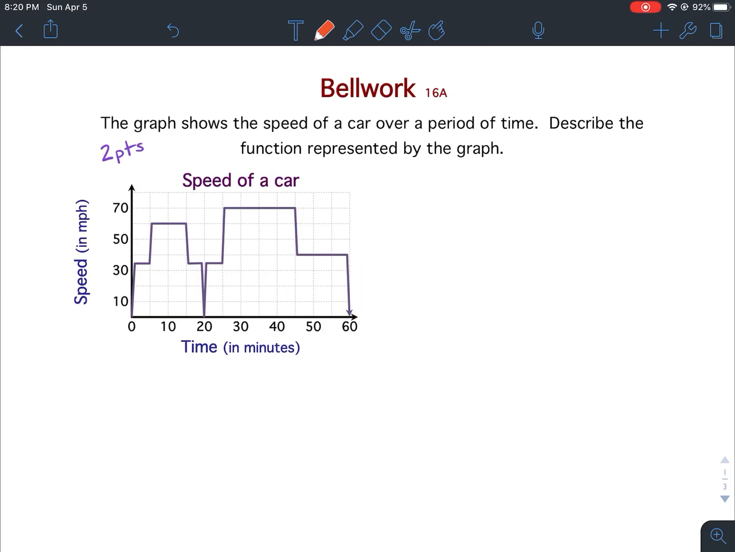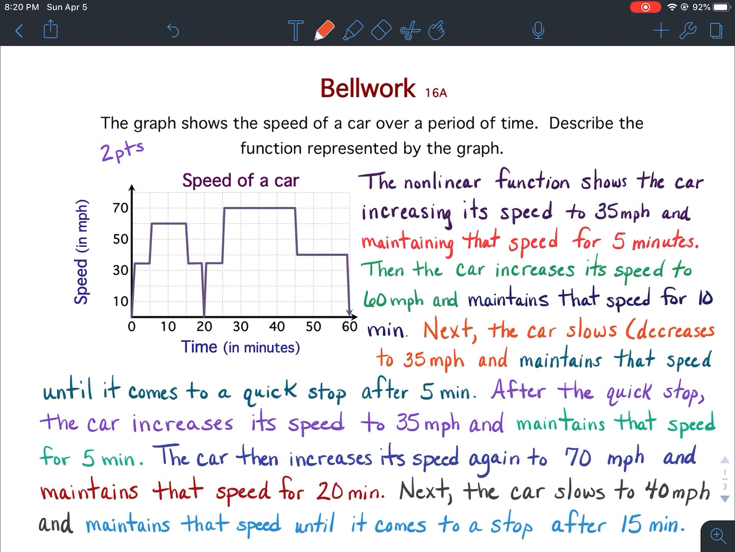So, what are you going to be writing? This is what you're going to be writing. The nonlinear function shows the car increasing its speed to 35 miles per hour and maintaining that speed for 5 minutes. Then the car increases its speed to 60 miles per hour and maintains that speed for 10 minutes. Next, the car decreases its speed to 35 miles per hour and maintains that speed until it comes to a quick stop after 5 minutes.